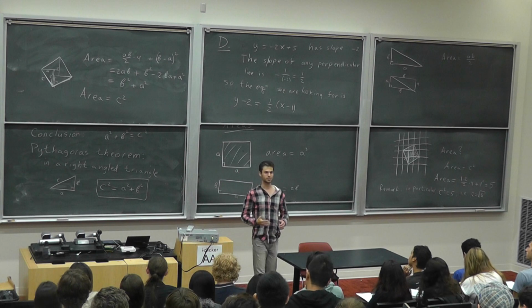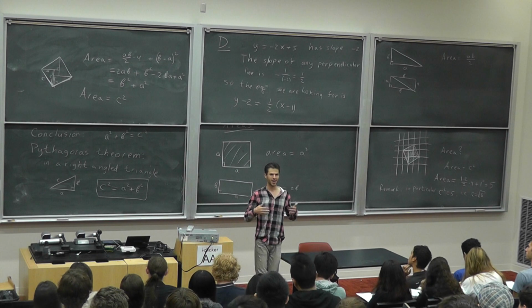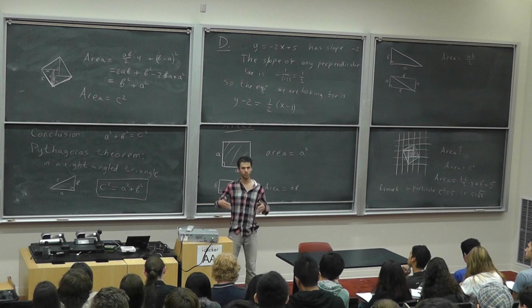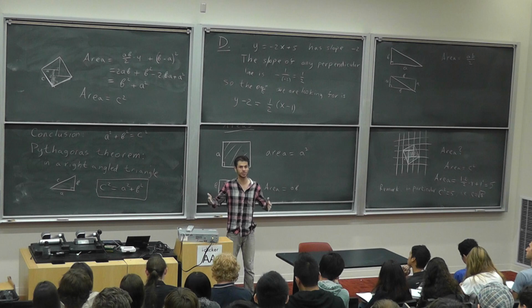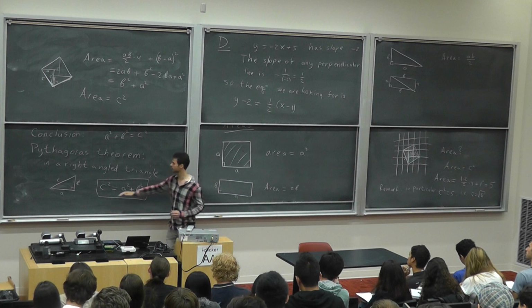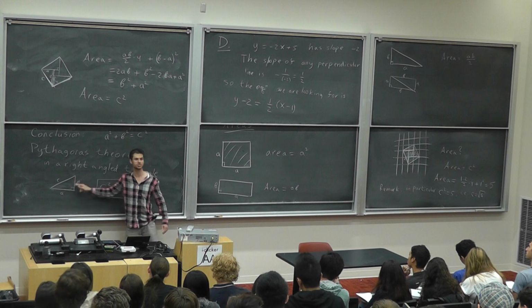A proof in mathematics is basically a sequence of simple logical steps which in the end convinces you that something is true. And here we did just this. I tried to convince you that in this picture, c squared is a squared plus b squared.